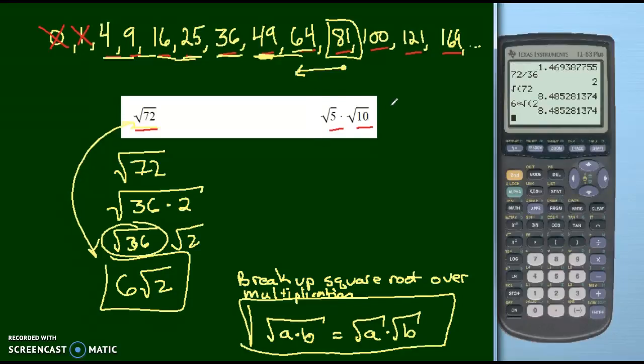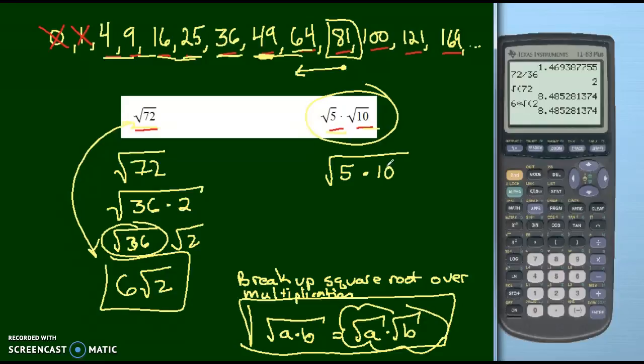For a problem like this, we're going to use the exact same property but in reverse. We have this side, we want to make it simpler. So if I have two things that are being multiplied together, I am allowed to put that square root over the whole thing, which gives me the square root of 50. But I'm not done yet. I got to see if I can simplify this.